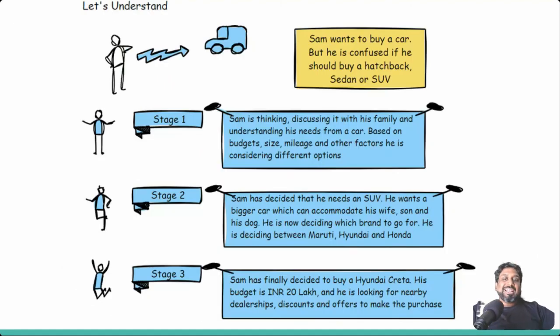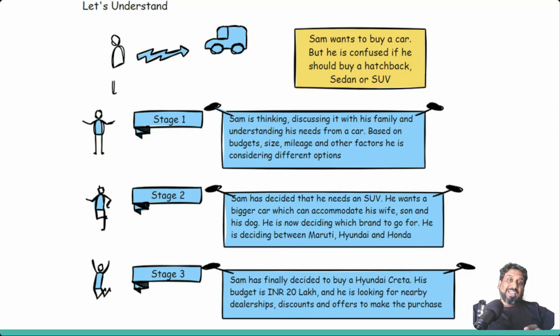Now let's understand this with the help of an example. Let's say there's a person, his name is Sam. He wants to buy a car, but he's confused if he should buy a hatchback, sedan or an SUV. Okay, so right now there's a clear problem. This person doesn't want to use public transport. This person knows that there's a problem and wants to solve it by buying a car. The car could be because Sam needs it, or because his family needs it together.